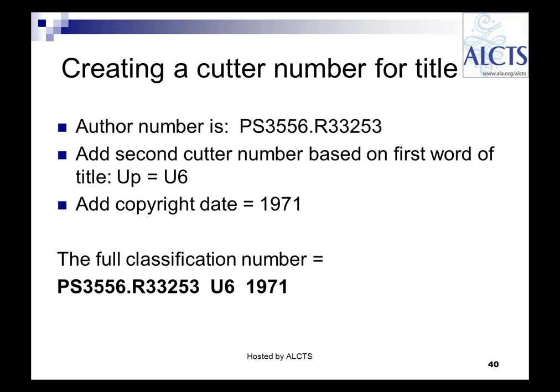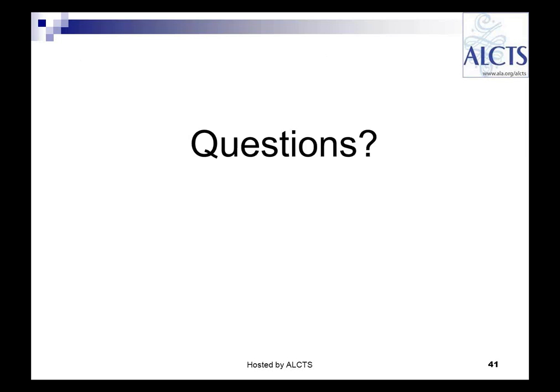So the first word of my title is up, and that translates very nicely to U6. And I'll add my copyright date, and then the full classification number is PS3556.R33253, second cutter U6, 1971. Any questions on where we've gone so far?